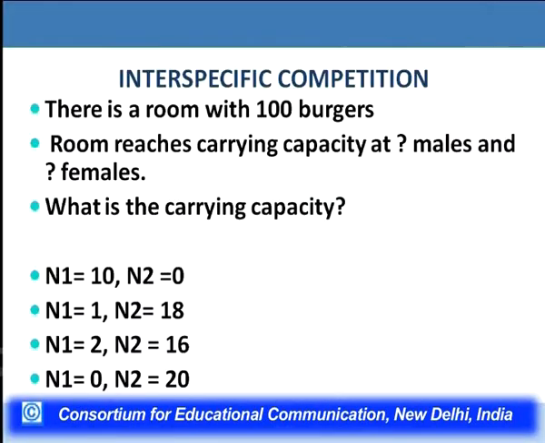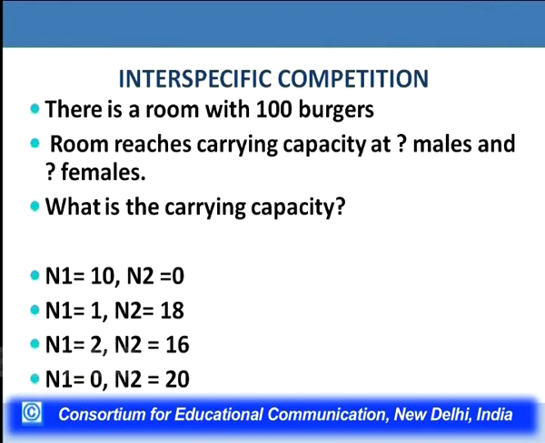Now this is when we are talking of male and female in isolation, or when we are representing them as species 1 and 2. If they both are put together, what will be the outcome? Suppose there are 10 males. If there are 10 males in the room, then of course there cannot be any females, because 10 males eat 100 burgers. Now if there is only one male in the room, and N1 is equal to 1, if we consider that to be species 1, that individual will eat 10 burgers. Remaining burgers are 90. Now these 90 burgers will be eaten by how many females? 18 females, because one female eats 5 burgers.